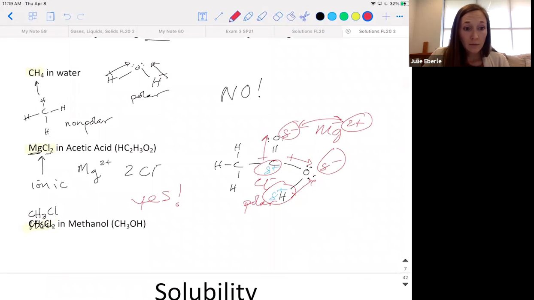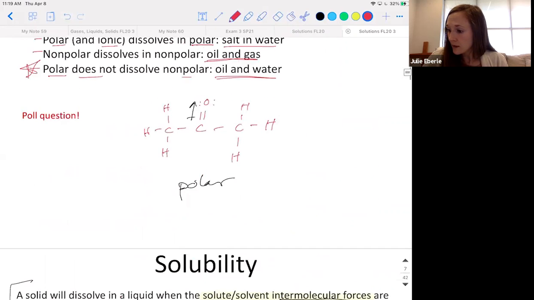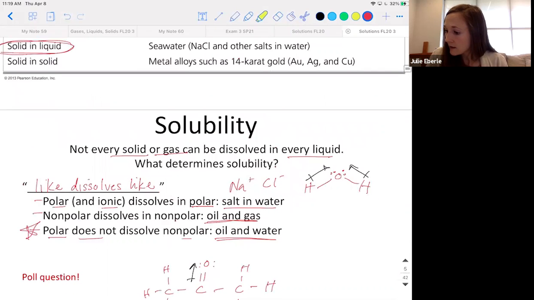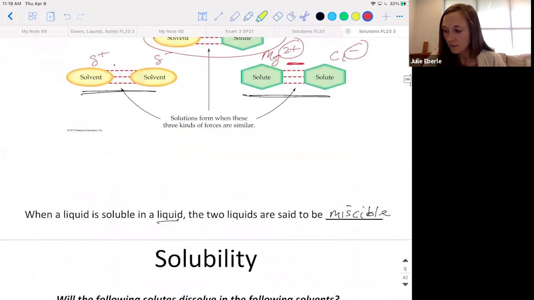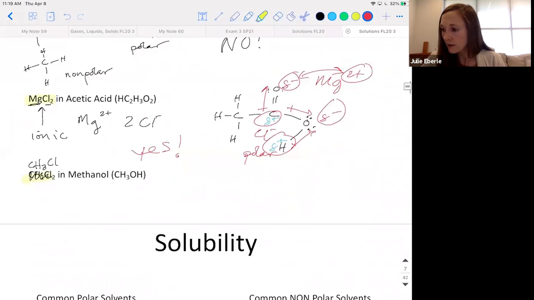Yep, Keegan, ionic and polar soluble. That's what we said. Let me scroll up. That's what we said right here. I'm going to highlight it. Polar and ionic dissolves in polar. Okay. Yeah. Okay, good. I think it's clicking for some. Let's keep going though. We got one more.